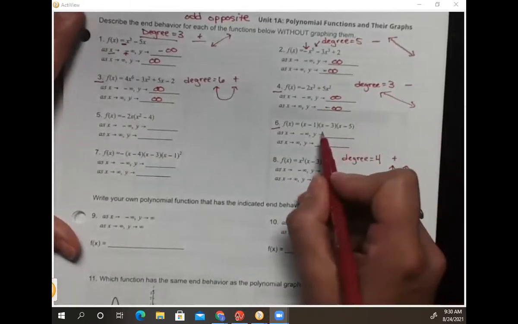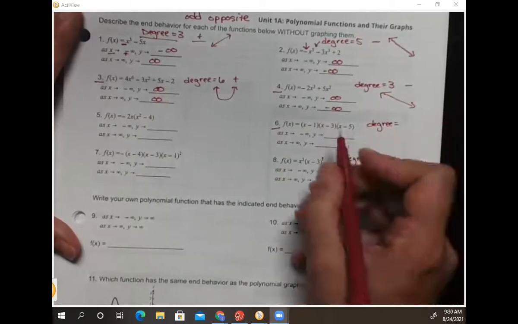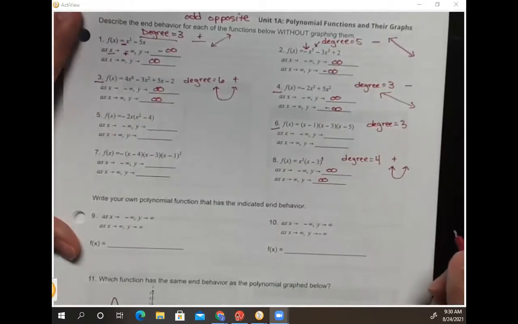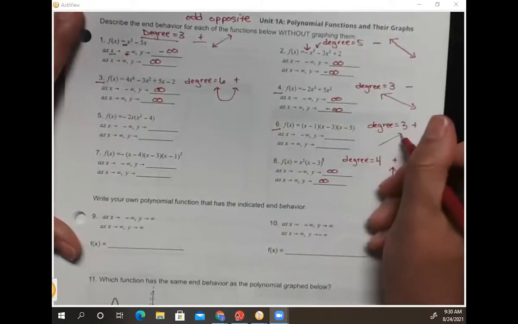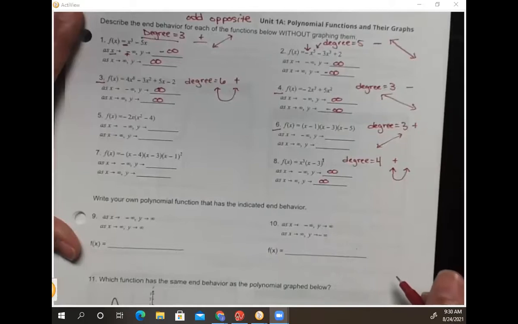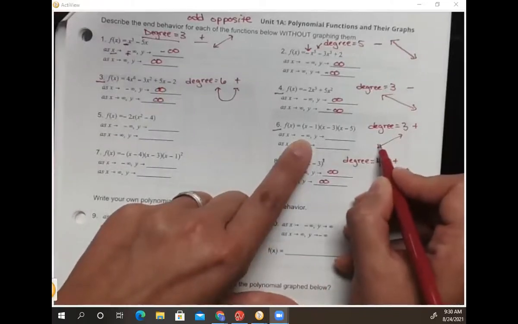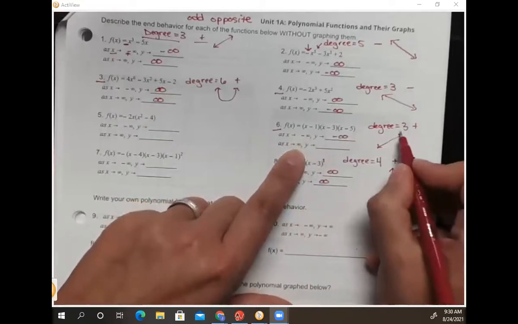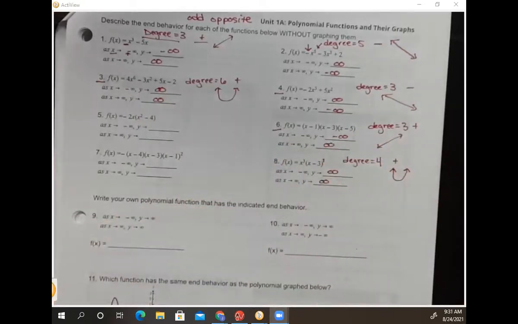Number 6, what's my degree here? Yeah, this one's in factored form, so you have to add up the exponents. My degree here is 3, and our lead coefficient is positive. So it would look generally like this. So it's opposite of what we just looked at with number 4. So on the left, since that arrow is pointing down, y approaches negative infinity. On the right, since my arrow is pointing up, y approaches positive infinity.